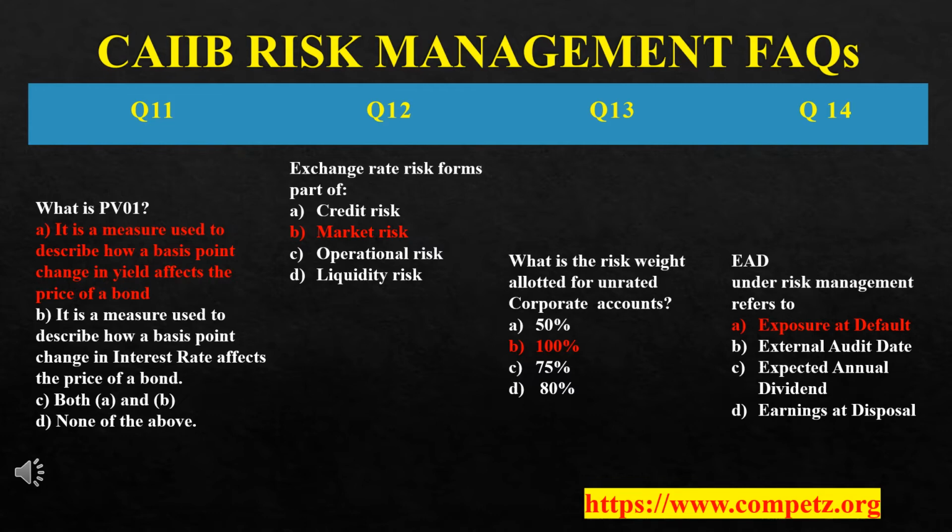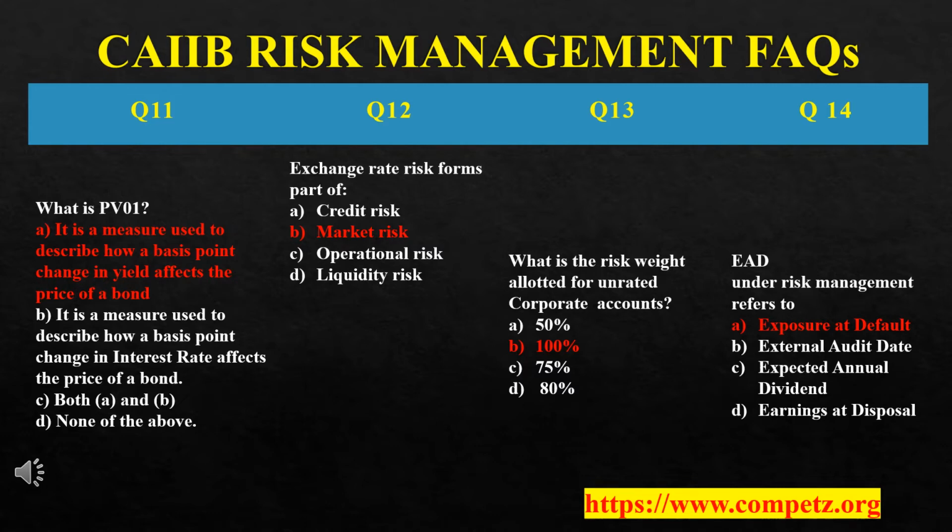Answer is 100. Why? Because the risk weight for unrated accounts of corporates as defined under the Basel guidelines is 100%. You may note that corporate borrowers who have been rated BB or below attract a risk weight of 150%. That is higher than those that were unrated. Thus, here the answer is B, that is 100% is allotted for unrated corporate accounts.